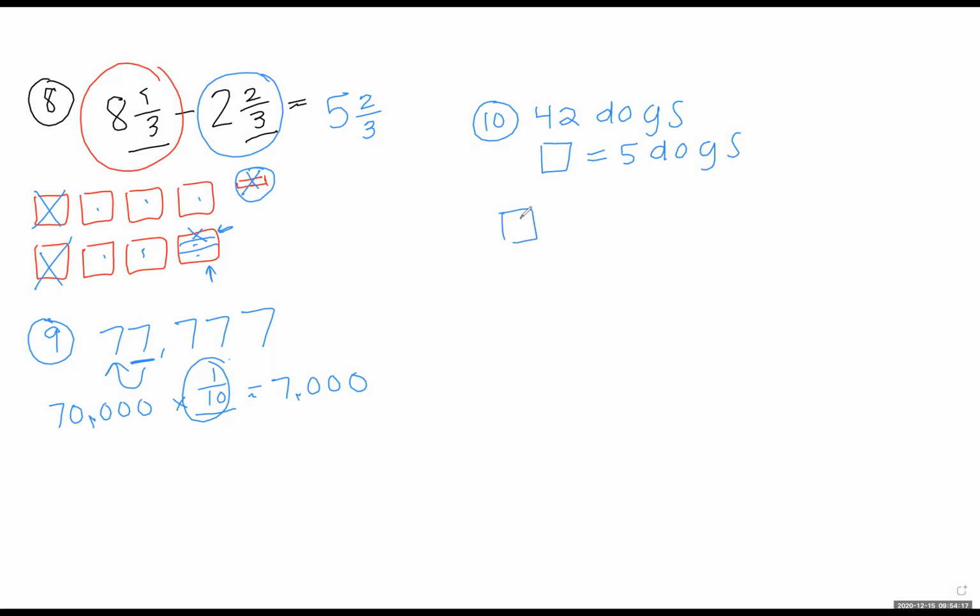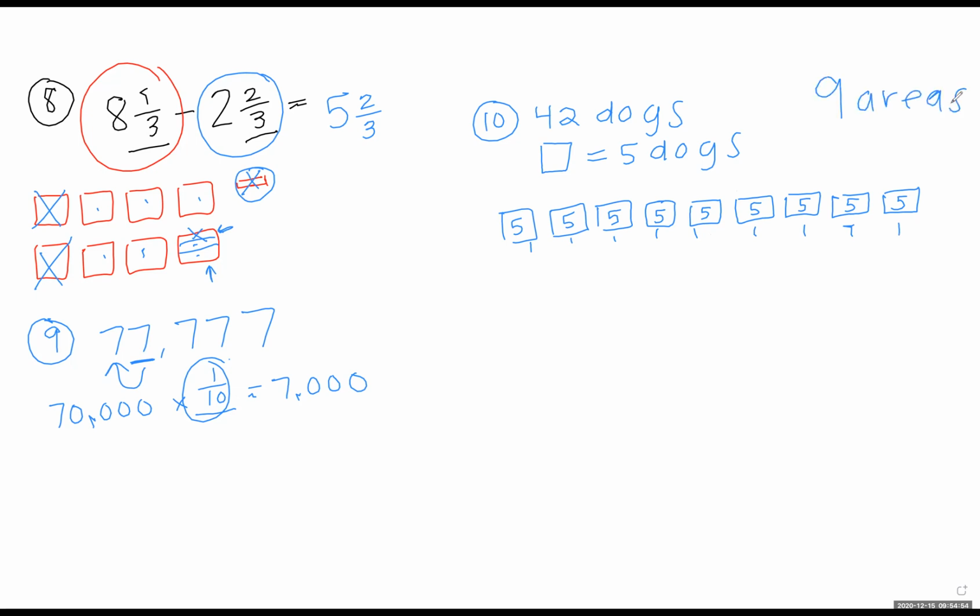Well, here's one, that's 5. That's not enough. 5, 10, 15, 20, 25, 30, 35, 40. Now, many of you would want to stop here, but that would only hold 40 dogs. I need to hold 42, so I would need another area. Now, I don't technically have 5 more dogs. I only have 2, but they still need that other area. So that was 1, 2, 3, 4, 5, 6, 7, 8, 9 areas to hold my 42 dogs.